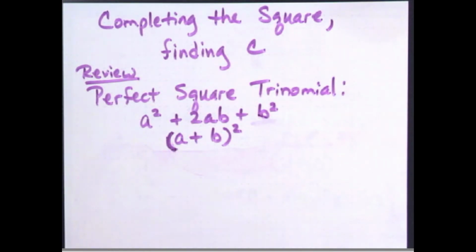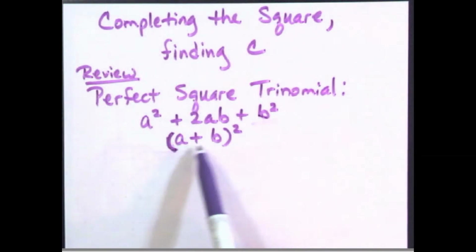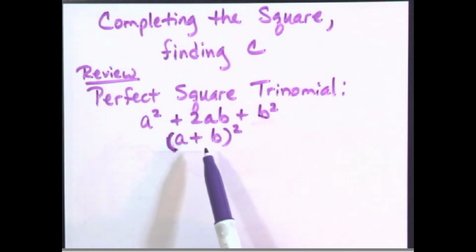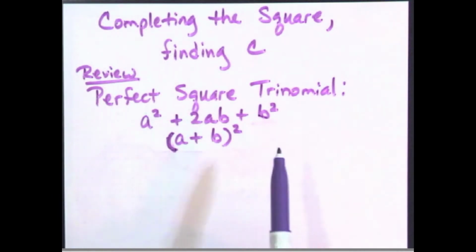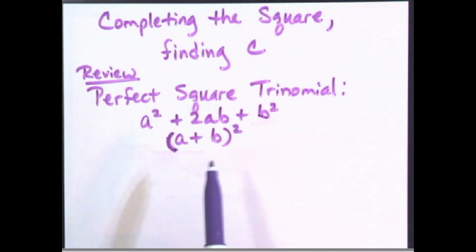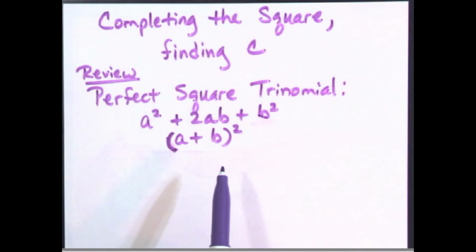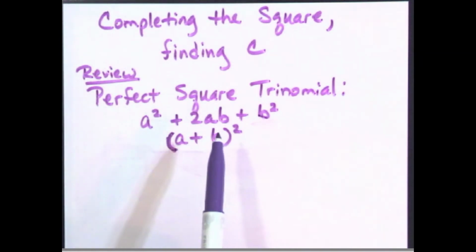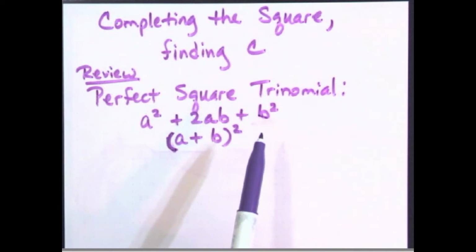And we saw in our square root video that we can solve an equation that has a quantity squared on the left and then a number on the right. We just took the square root of both sides. So our goal is to turn any trinomial into a perfect square. We're going to be given the first two terms and we have to come up with the third one.